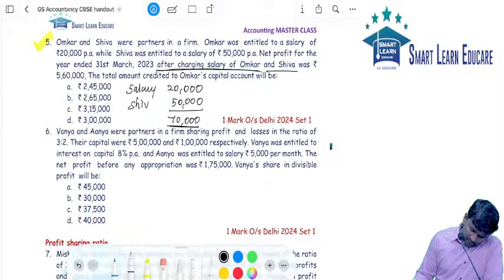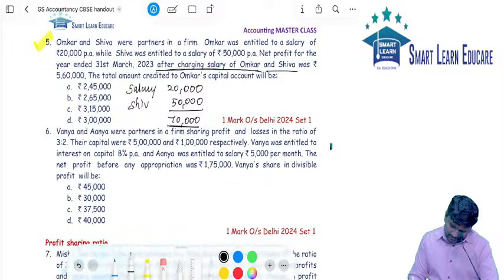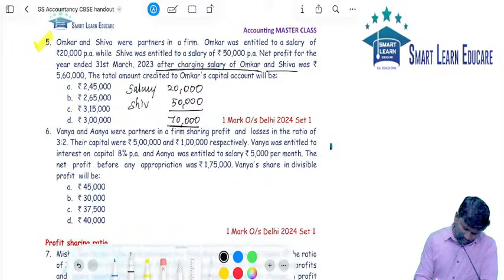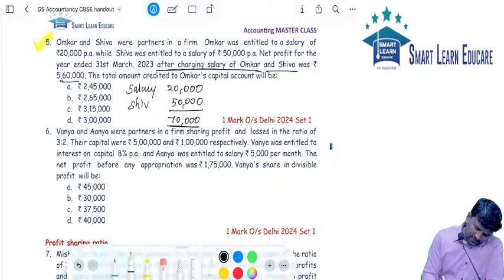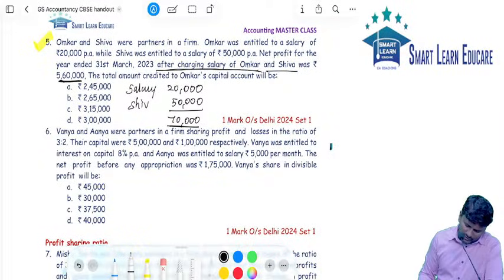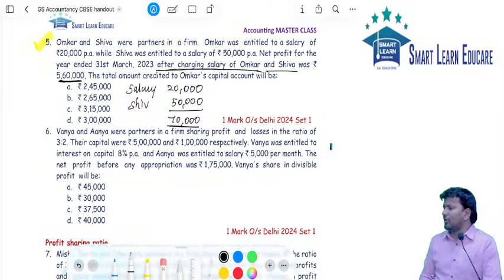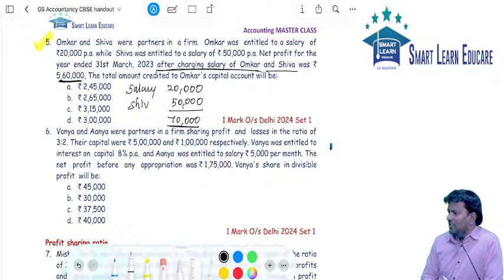Now we should also pay the profits. We should give them profits. How are the profits to be shared? We have two partners, their salary is given. After charging salary, what is the profit earned by them? That information is given. Okay, now profit is how much amount? 5,60,000. In the question, is the profit sharing ratio given or not given?